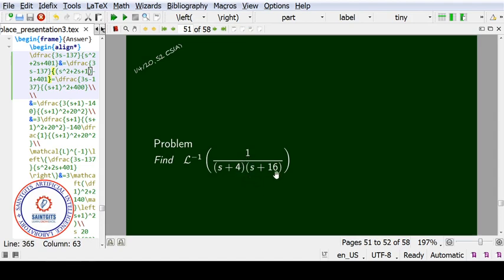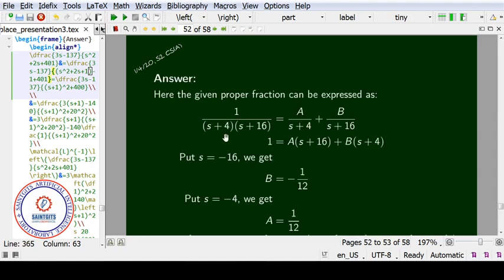So it's a proper fraction. The first step is we take this fraction and split it into small sub-fractions and then apply L inverse. See, 1 by (s plus 4) into (s plus 16) can be written as A by (s plus 4) plus B by (s plus 16). This representation is called the partial fraction representation. Then we multiply both sides by the left side denominator, (s plus 4) into (s plus 16). So the left side becomes 1, and the right side becomes A into (s plus 16) plus B into (s plus 4). That's all. We multiply both sides of this expression with the denominator of the LHS.